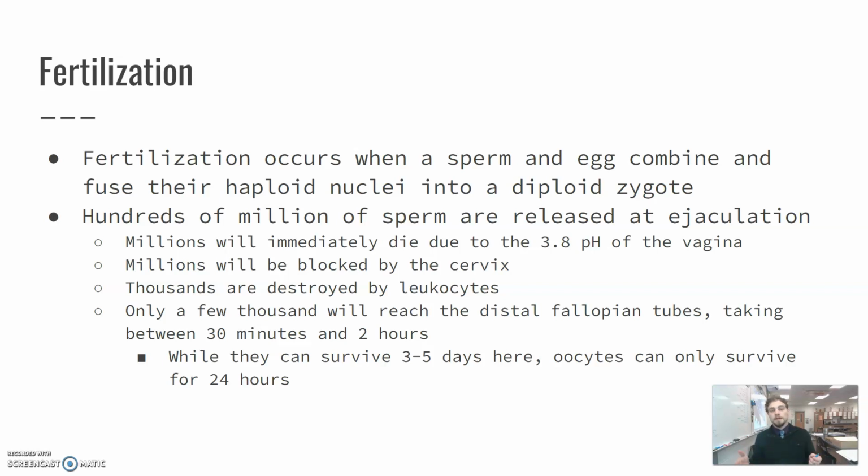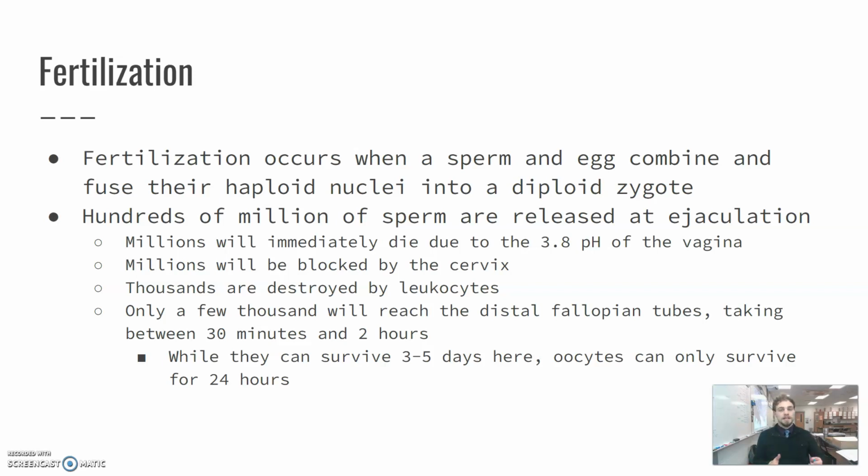And so the time it takes for those sperm to travel from ejaculation to the distal fallopian tubes typically is going to vary between 30 minutes to 2 hours. Sperm do fairly well in this environment. They can survive about 3 to 5 days here.